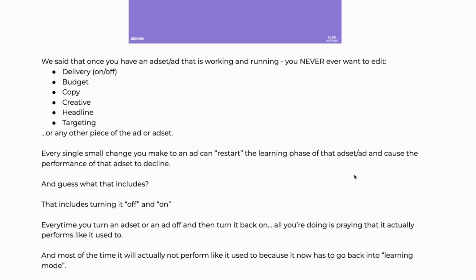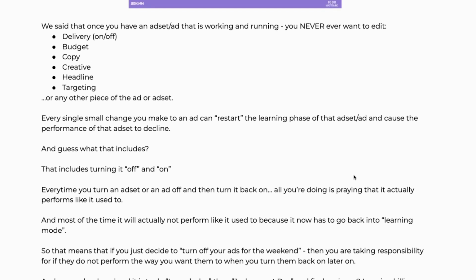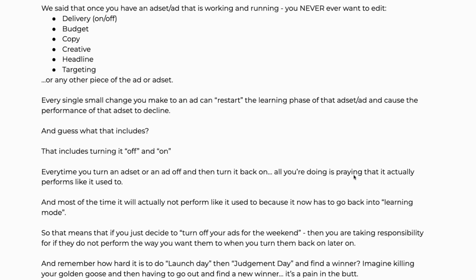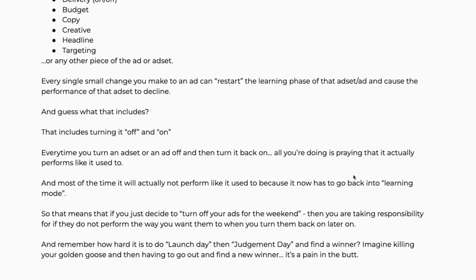Now, the thing that we're adding to this is that this also includes the delivery of turning it on or off. And the reason is that every small change you make puts the ad and the ad set back into learning mode and increases the risk that the ad set's performance is going to decline, or you've pretty much sentenced it to death, okay? And so this includes turning it off or on. If you turn an ad set off and then turn it back on, it is probably going to enter back into learning mode.